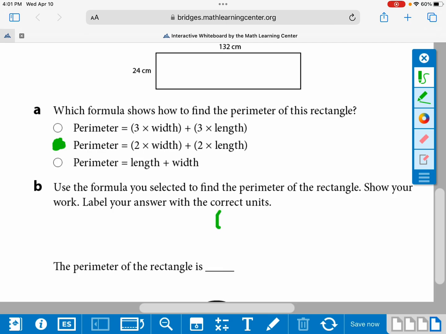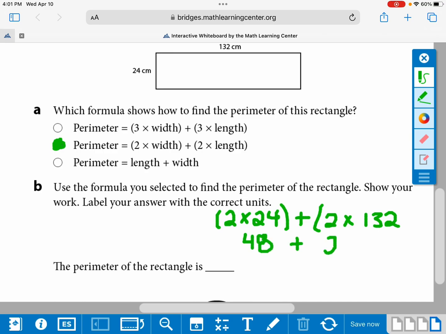And so if we set that up as 2 times 24 plus 2 times 132, we're going to get 48 plus 264. And when we add these two up, we're going to get 312 centimeters, because we have to label our answers. So these are the correct answers.